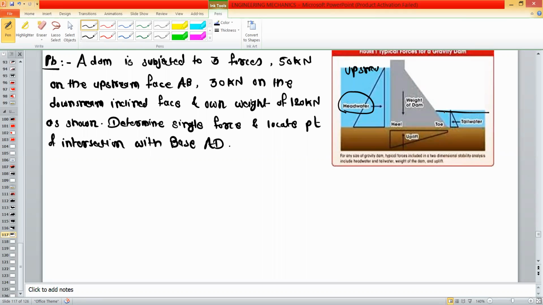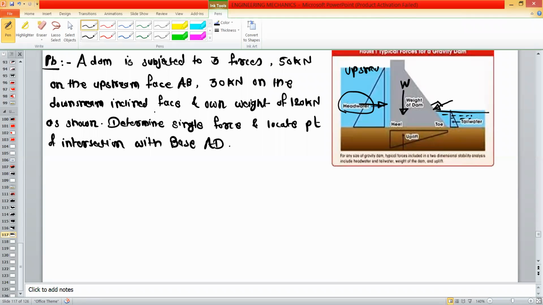Because of the water on the downstream side, there will be some force which will act in the perpendicular direction to this inclined wall. And due to cement concrete and other material in this wall, there will be self weight. So this is the self weight, we can say this is W. So these are the three forces: one on the downstream side, one on the upstream side, and one in the downward direction, that is the self weight.